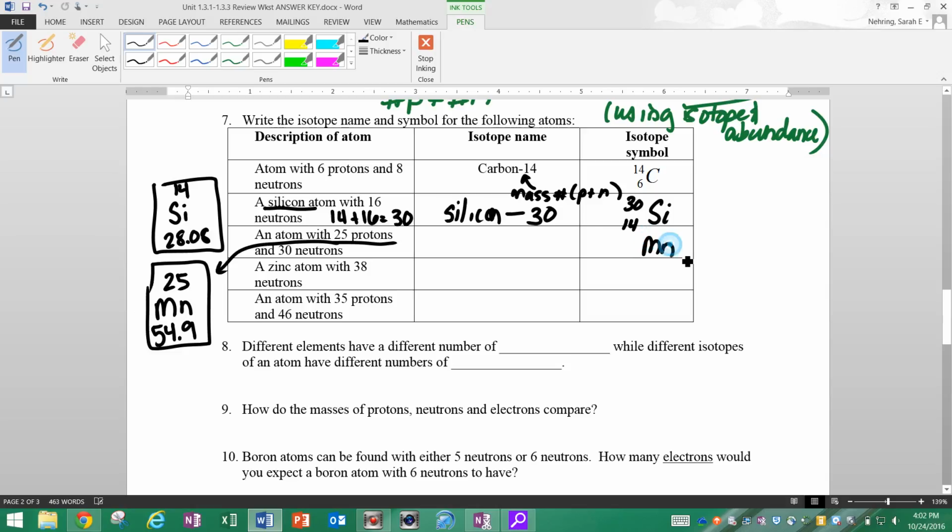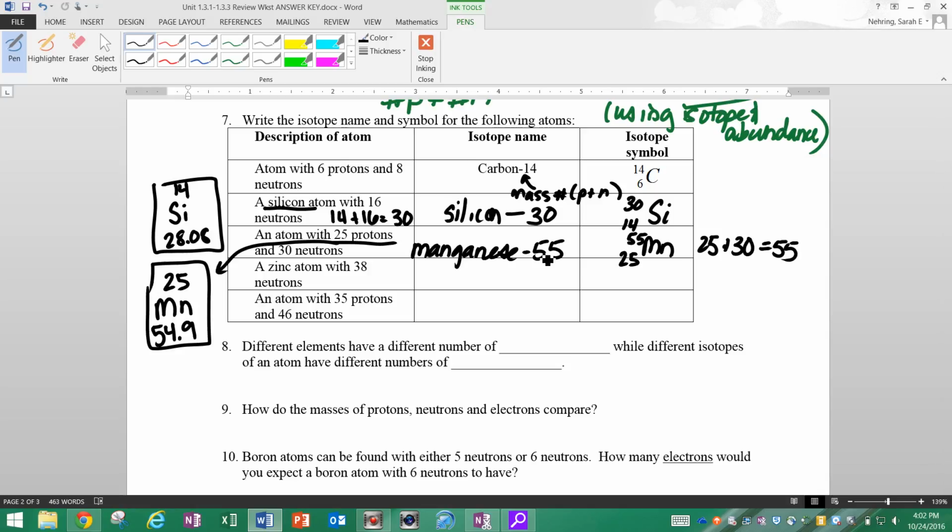So I'm going to write Mn. The atomic number goes on the bottom, that's 25. And then what goes on the top is the mass number. And I get the mass number by adding together the protons and the neutrons. So that adds up to 55. So here we go, that's my symbol. And then my name would be manganese-55. So notice how you still need to know the symbols and names of your common elements in order to be able to answer questions like this.